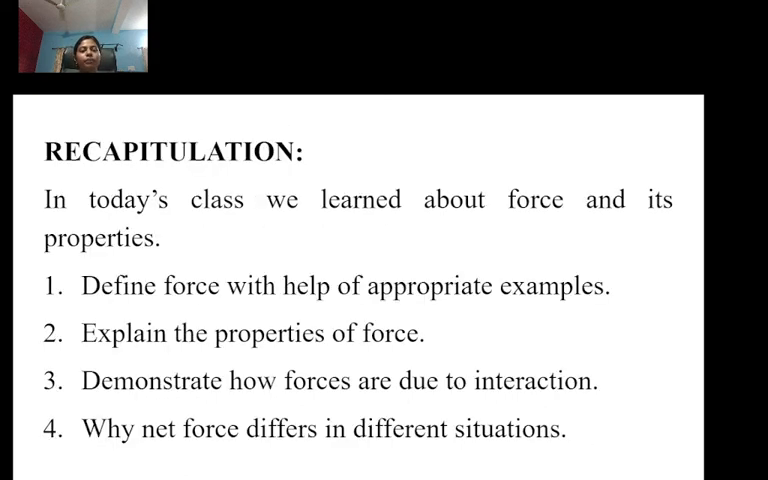Yes, very good. Now, let's end this class. We have defined force with the help of appropriate examples. Then I have explained the properties of force. Then I have demonstrated how forces are due to interaction and why net force differs in different situations.